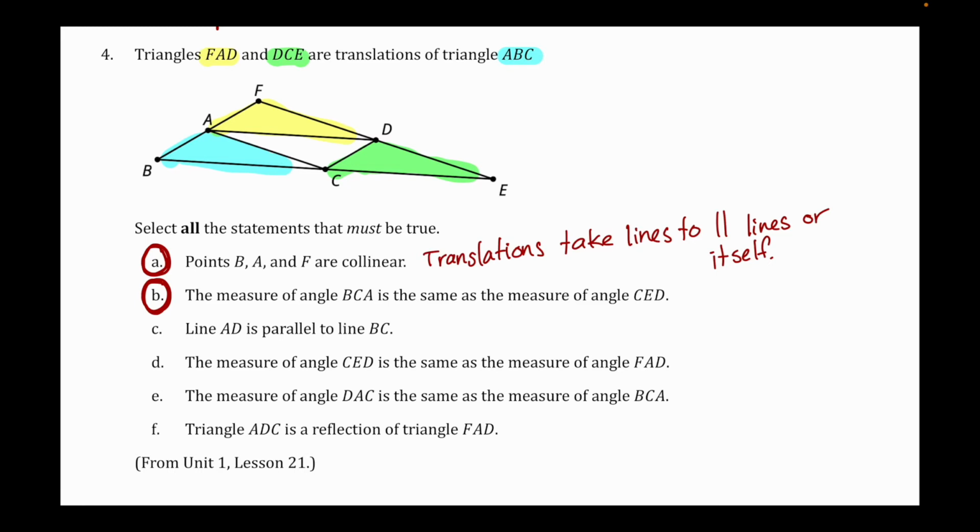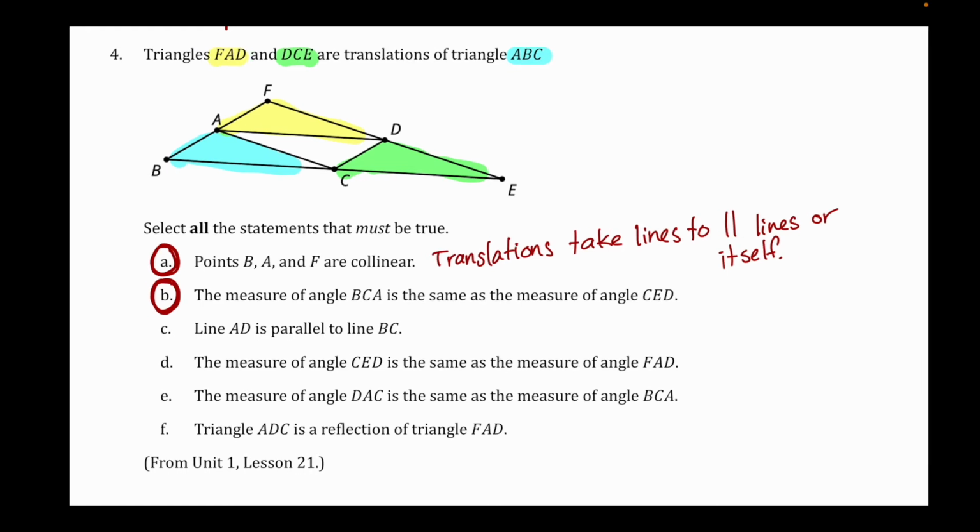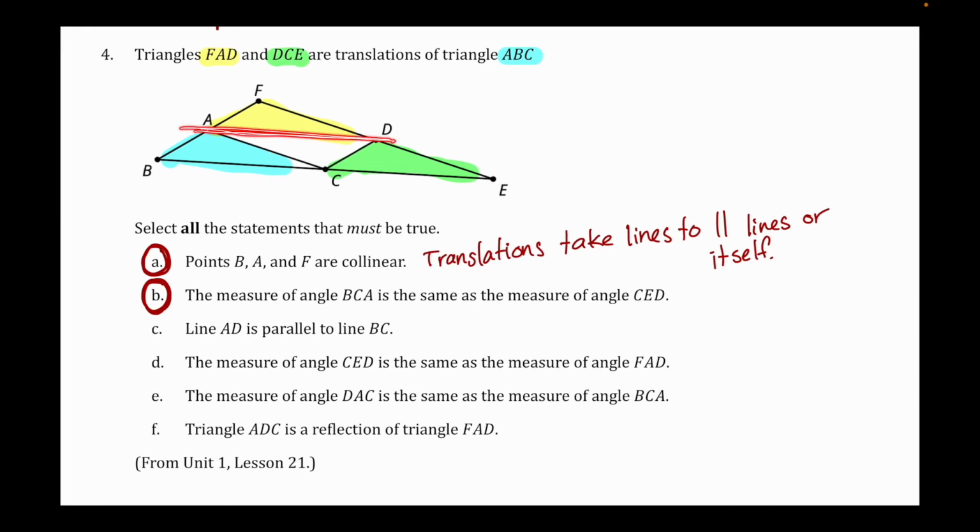Option C says line AD is parallel to line BC. So AD is this one here at the bottom of my yellow triangle, and that is parallel to BC, which is here at the base of my blue one. And again, because we said originally this translation took the blue triangle upward along BA, it's just a translation. And for that same reason, translations take lines to parallel lines or itself. That also works for this one. So AD is going to be parallel because BC, when translated, becomes AD. And it has to either be parallel or itself. In this case, it's parallel.